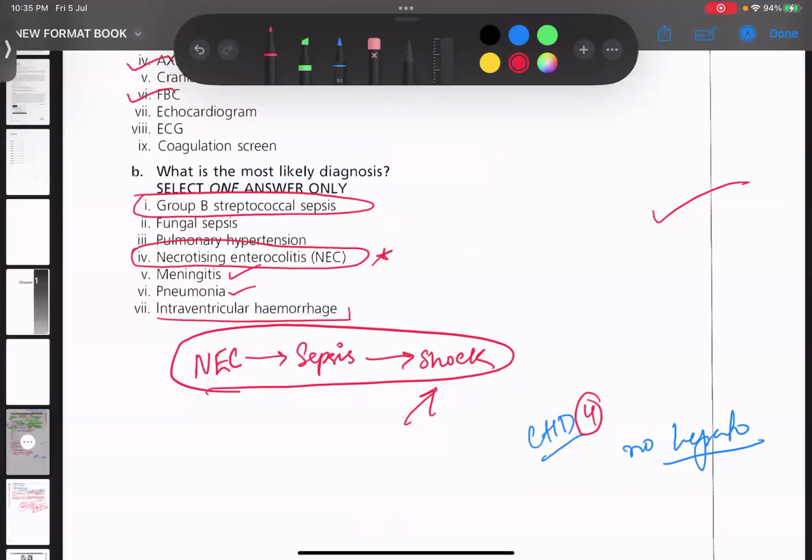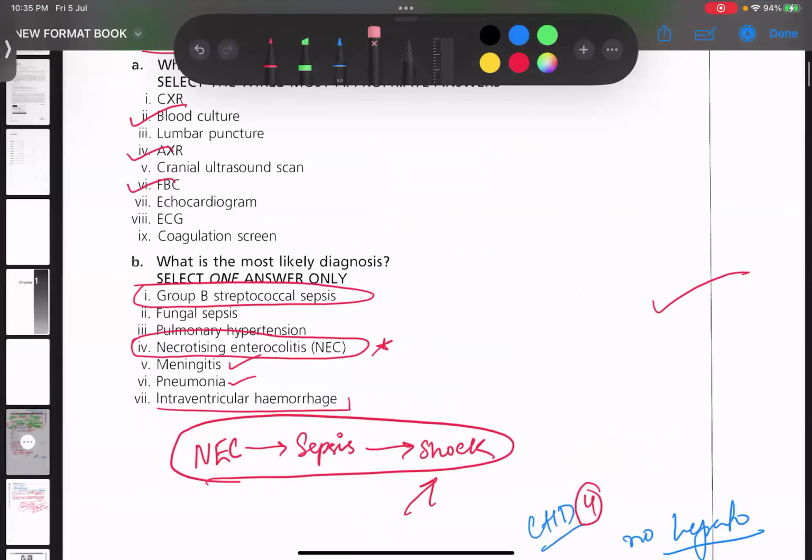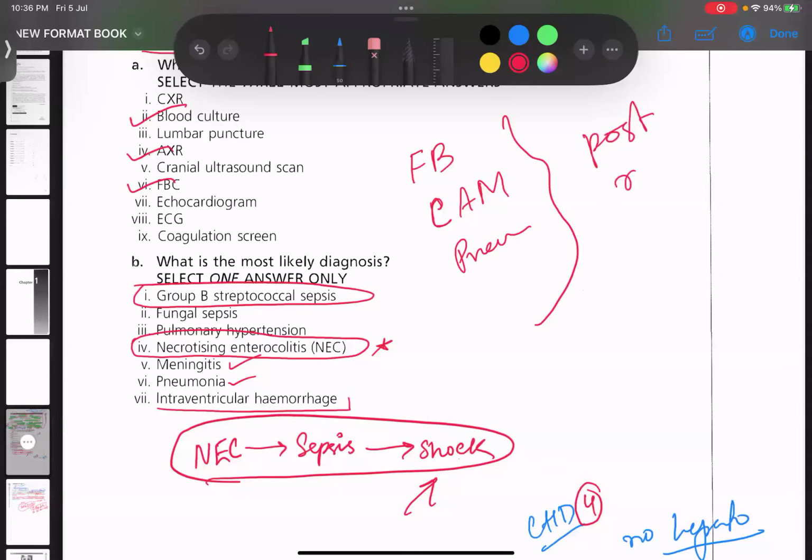Another important tip is that whenever you see any kind of X-ray in the exam, please consider the possibility of posterior rib fracture. Even if the scenario is telling you this is a case of, say, foreign body inhalation, or congenital adenomatous malformation, or simply pneumonia, consolidation, whatever it is, always please look for posterior rib fracture.